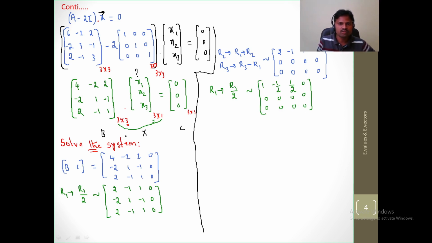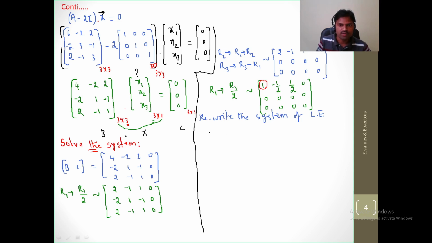Is it reduced echelon? Check once. The first non-zero entry is 1 and the remaining are all zeros. So it's perfectly reduced echelon form. Then what we have to do? We have to rewrite the system of linear equations. This first column represents the x1 variable coefficient, the second column the x2 variable coefficient, and the third column the x3 variable coefficient. The last column is constants.